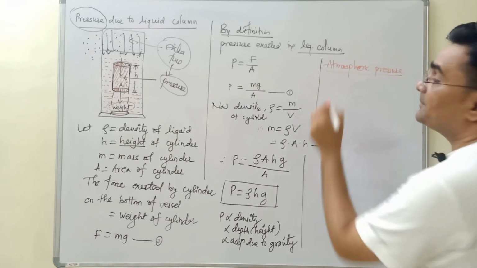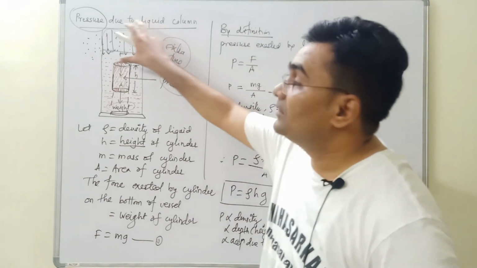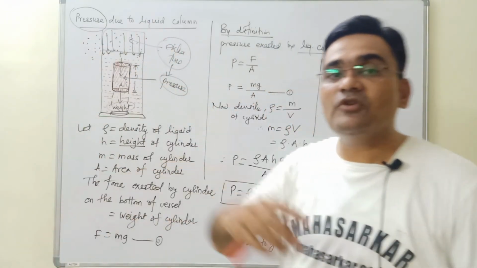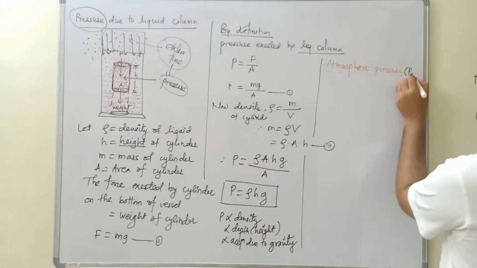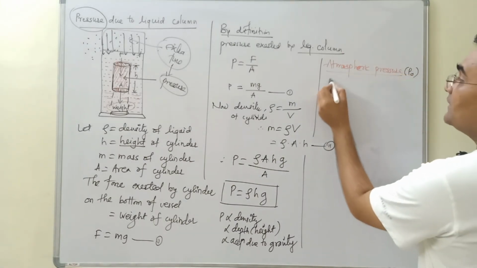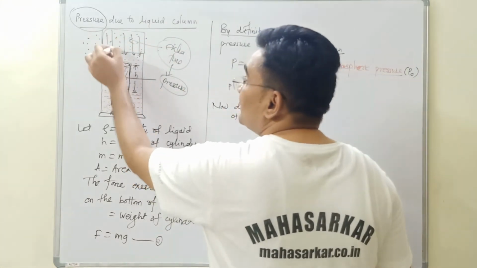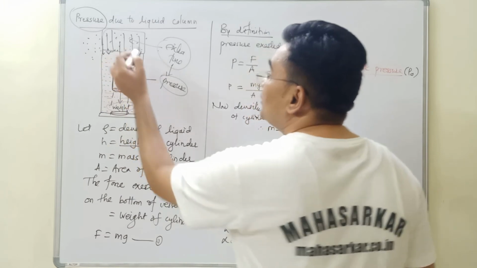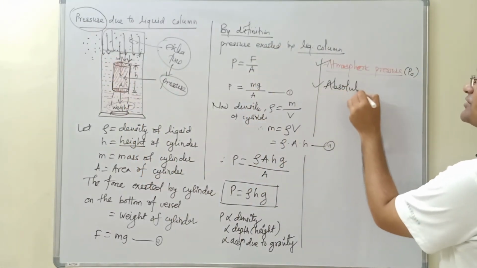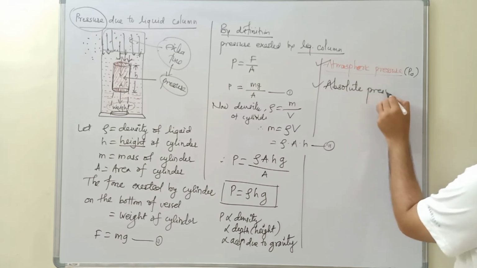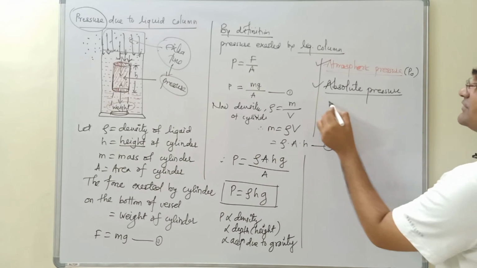So what is atmospheric pressure? The additional pressure exerted by molecules present in the atmosphere is called atmospheric pressure, indicated by P naught. Okay. Therefore, if I add this pressure due to the fluid column and the additional weight, we get one more term called absolute pressure.